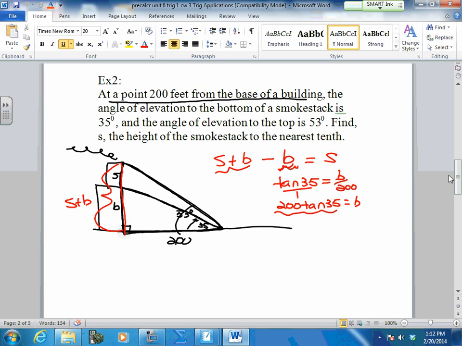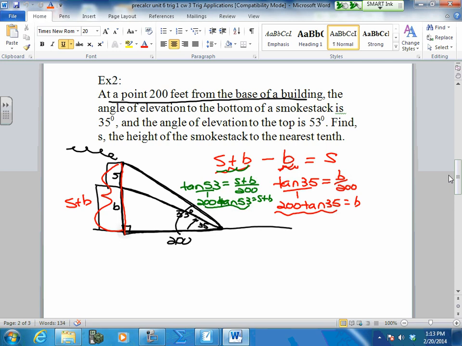Now, I'm going to do the same thing with the big triangle. I'm going to solve for the S plus B. So I've got an angle 53. S plus B is my opposite side. So the tangent of 53 equals S plus B over what? 200. I have the same base. So again, I cross multiply. 200 tangent of 53 equals S plus B. So now, can I replace that in there?